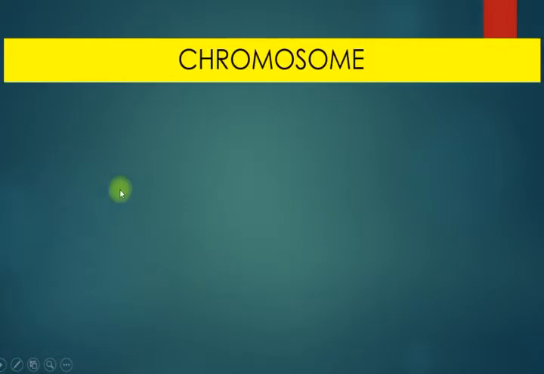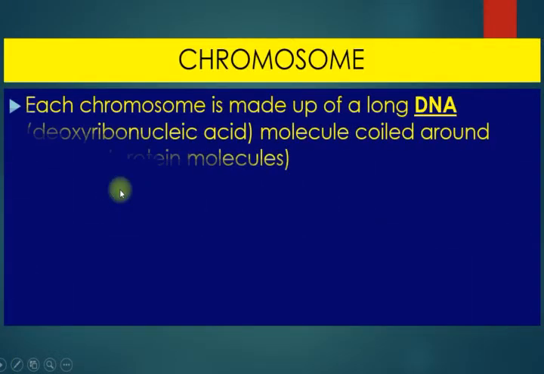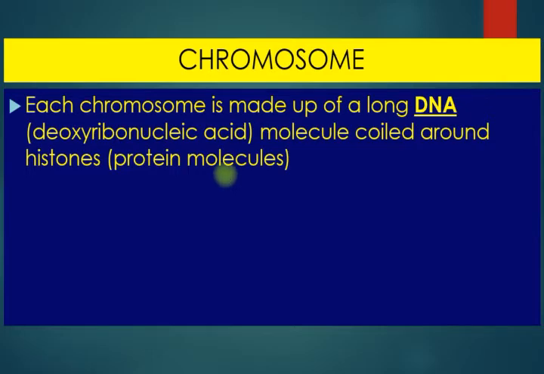Now we go to the chromosome. So, what is a chromosome? You have to know what a chromosome is. Each chromosome is made up of a long DNA, or deoxyribonucleic acid, molecule coiled around histones, which refers to protein molecules. We already discussed this in Form 4. Do you still remember the nucleic acid?